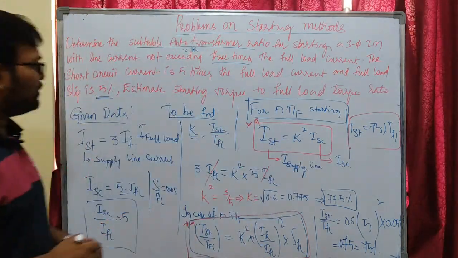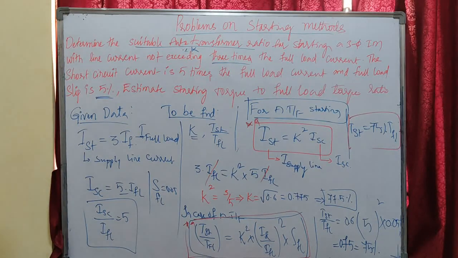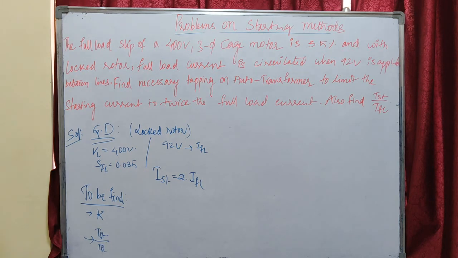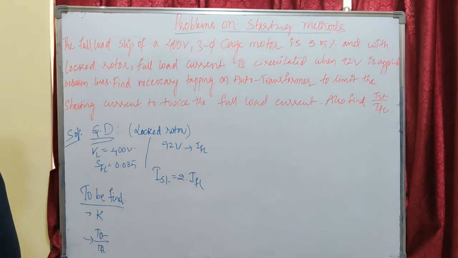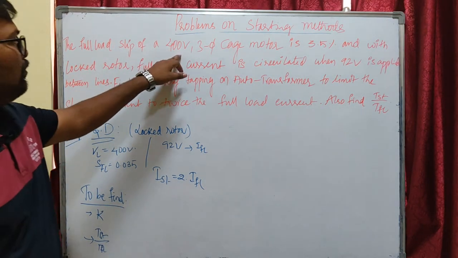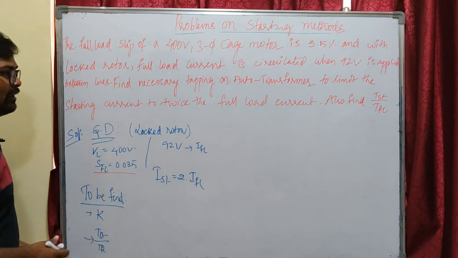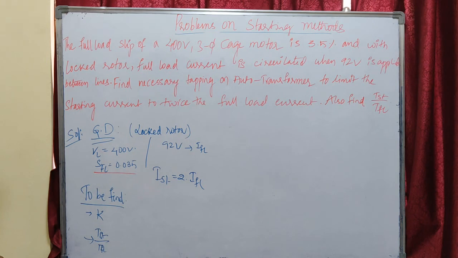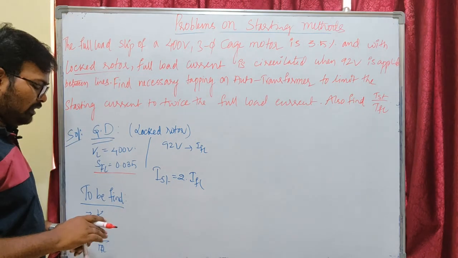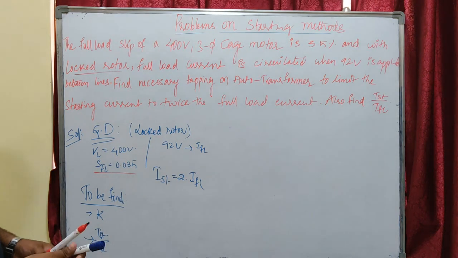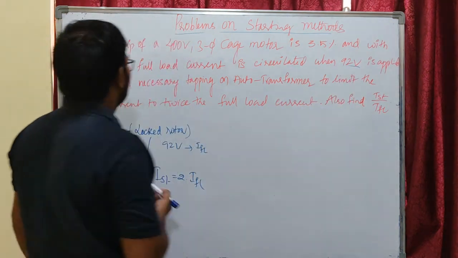We will be doing another problem based on this auto transformer starting. Let us take another problem for better understanding. So let us see another problem on auto transformer starting. The problem is: the full load slip of a 400 volts 3-phase cage rotor is 3.5%. That is, the full load slip is SFL. And with the locked rotor, the full load current is circulated when 92 volts is applied between the lines.